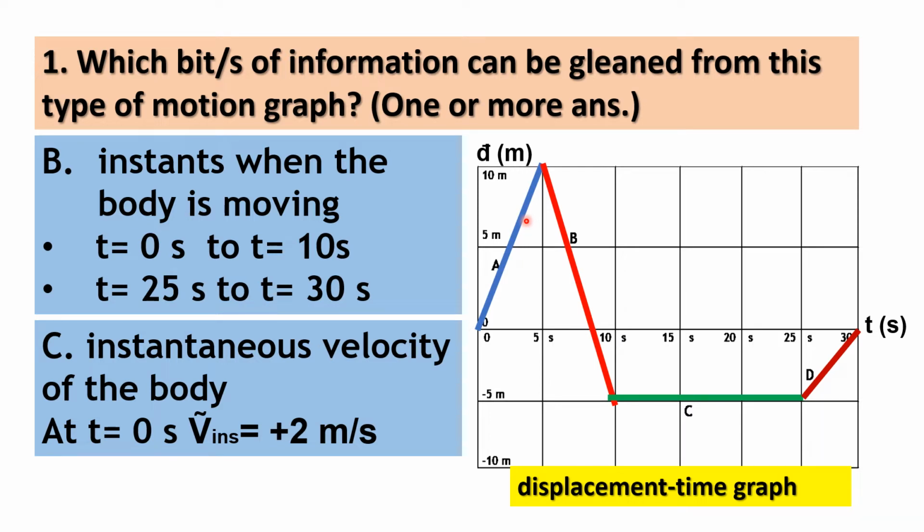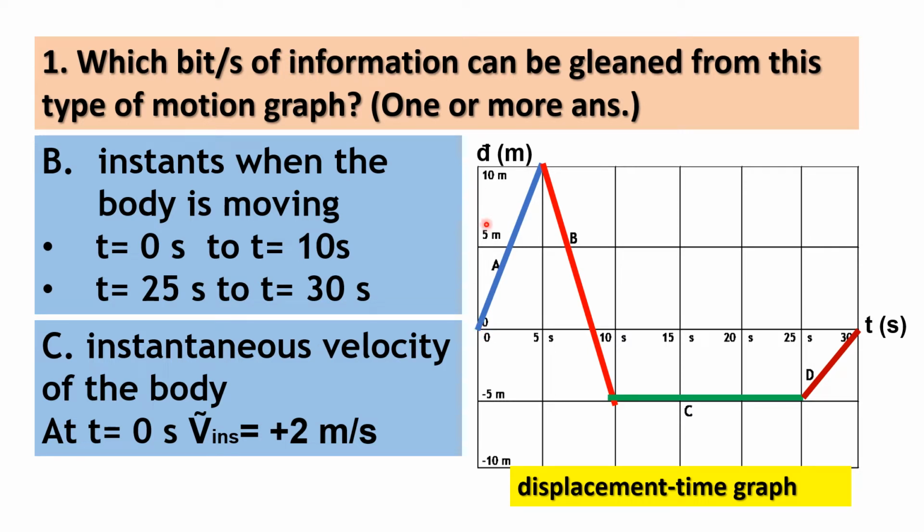Okay? And if you're going to calculate the velocity during this time interval, we can actually do it mentally. The formula is just to get the change in displacement within that period of time. So let's try. What is the final displacement? It is 10 meters. What is the initial? It is 0 meter.